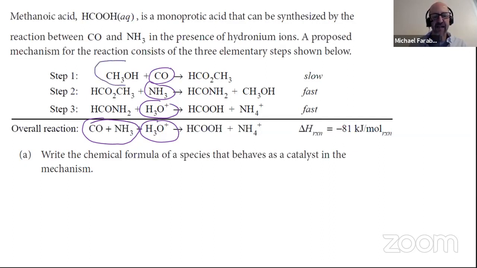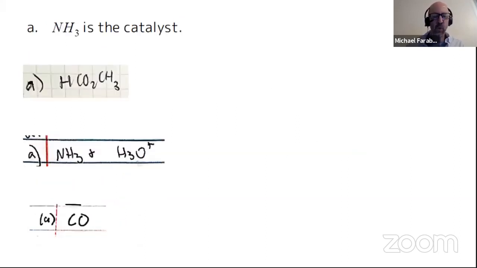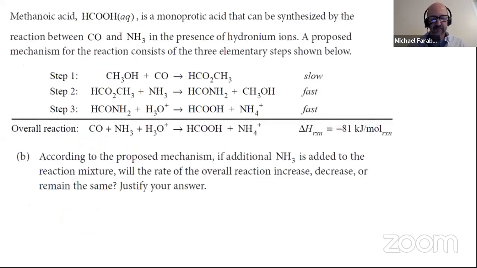So we have a catalyst, which is the CH3OH that's added in step 1 and then produced as a product in step 2. That is a catalyst. So lots of people got this right. Again, don't worry about things like capitalization or subscripts. These are all fine. CH3OH is what we're looking for. Some people were confused, so they had thought that NH3 or CO or HCO2CH3, which is actually an intermediate. Again, these are not the catalysts.